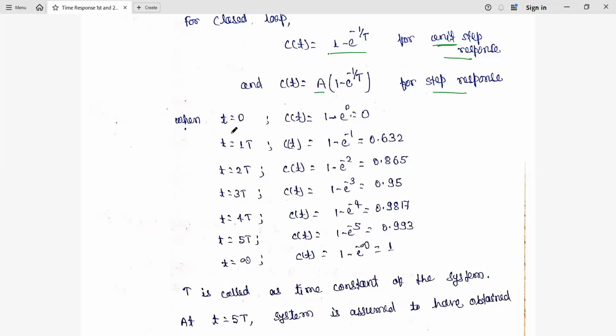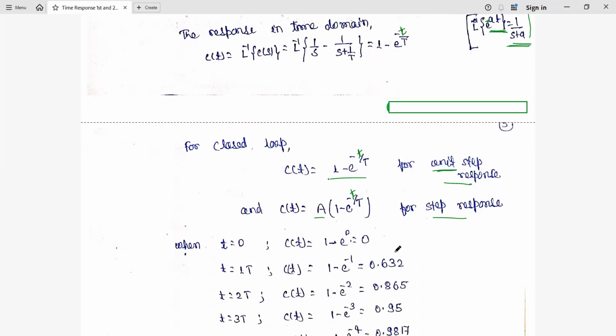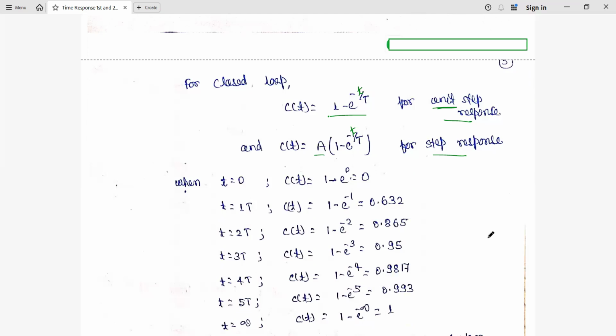Now, we substitute different values of time. Here we have e to the power minus t by capital T. Correction: here e to the power minus t by capital T, here also e to the power minus t by capital T. Now we substitute the value of t. For t equal to 0, e to the power 0 is 1, so 1 minus 1 is 0.